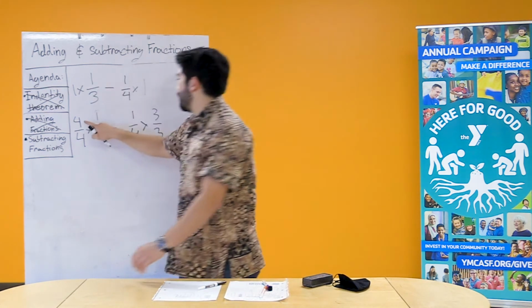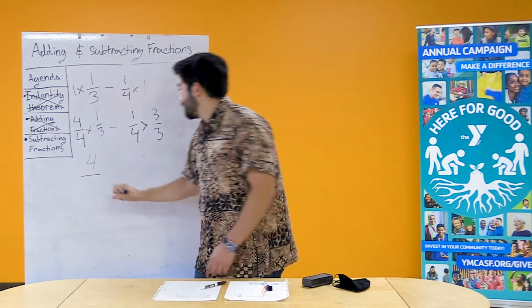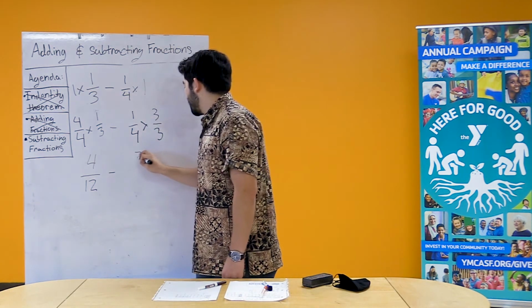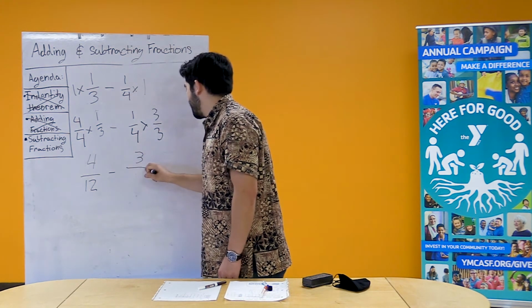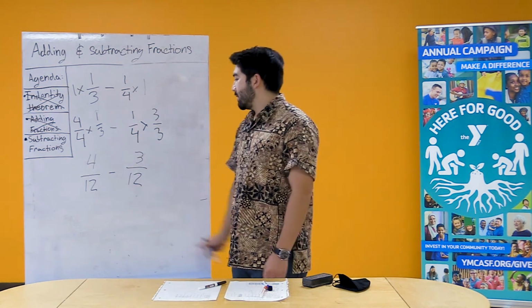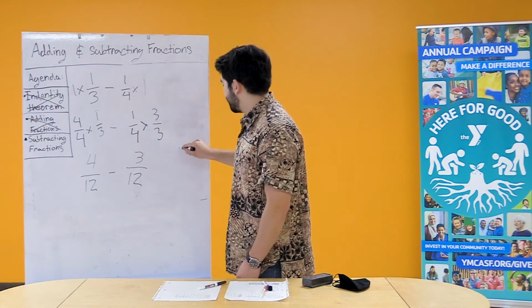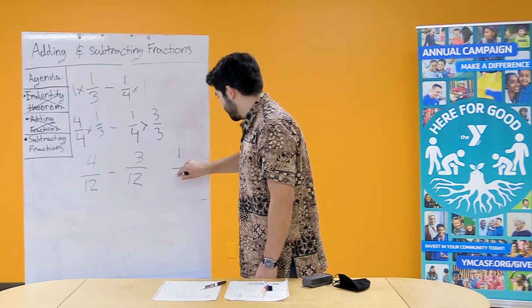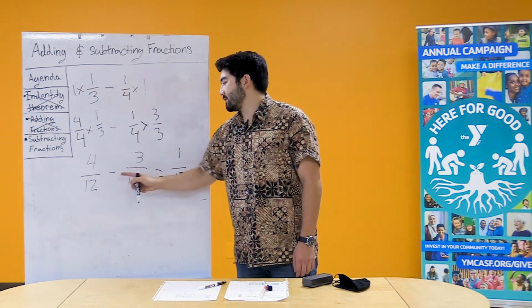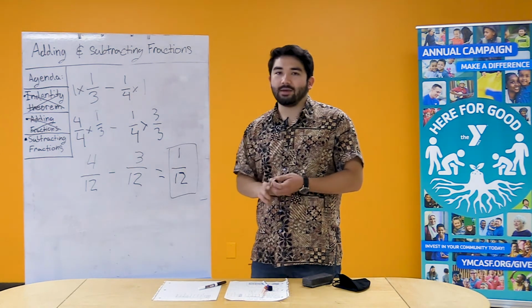So 4 times 1 is going to be 4. 4 times 3 is going to be 12. 1 times 3 is 3. 4 times 3 is 12. Okay, and since we have like bottoms, now we can subtract straight across. So 4 minus 3 is 1 over 12. Okay, so 4 12ths minus 3 12ths equals 1/12. And if you remember from our diagram, that should be the same answer.